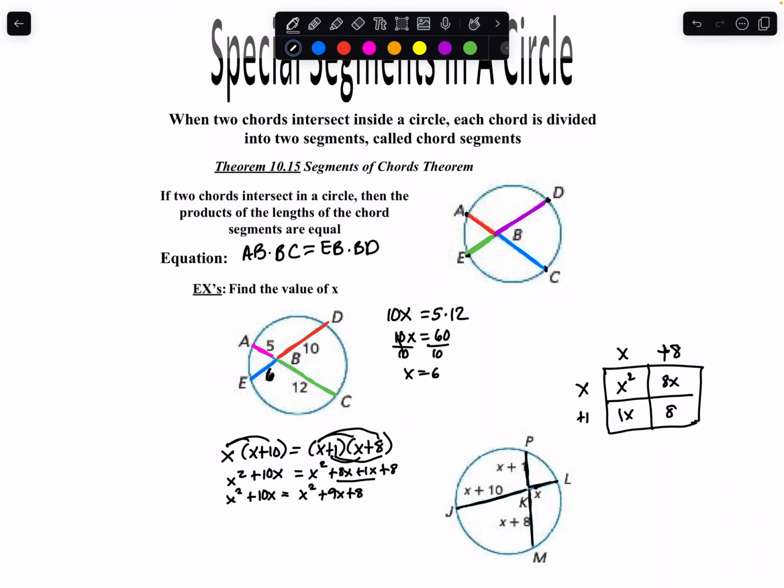This is basically a quadratic. I want to combine like terms and solve for x. When I subtract x squared, though, notice how it cancels out, and we're just left with 10x equals 9x plus 8. I subtract 9x on both sides. X equals 8. If I wanted to find a particular length, I would just plug the 8 into whichever segment I'm interested in. But for now, we're just solving for x.